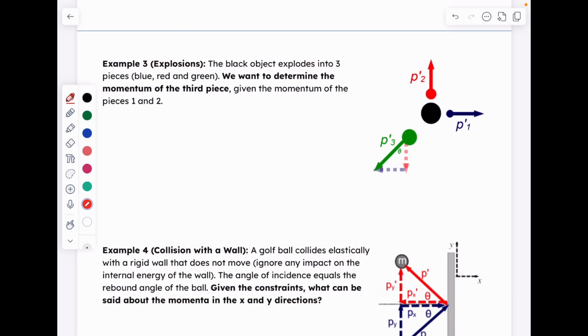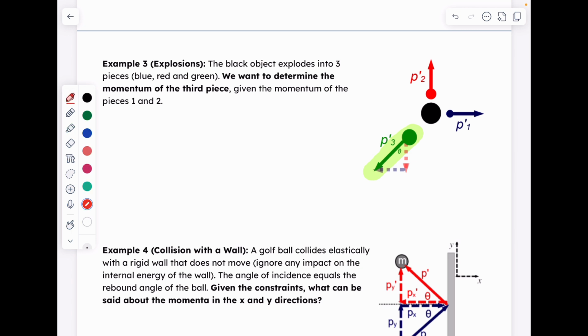All right, so example 3 here, you have an explosion of an object. Think of it like a firework. Two of the components go straight up and straight to the right, and then the third component goes downward. We're trying to figure out the momentum of this third component here. When it just says momentum, they're not asking for just the x or y. They're asking you to create a formula for this angled component here.